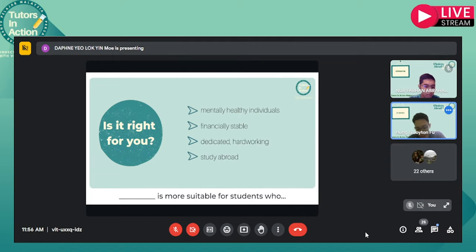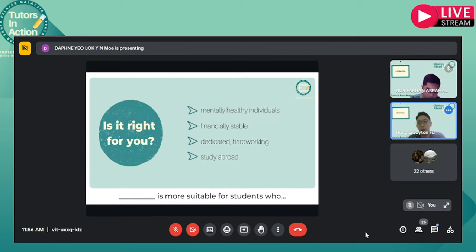And last but not least is study abroad. So if you want to study in, let's say, Singapore, US, UK, whatever, especially UK, A-level is definitely the right choice for you. Because the thing about A-level is that they provide you a very thorough and holistic education, such that it prepares you very well for your university education. Okay? All right, next one.